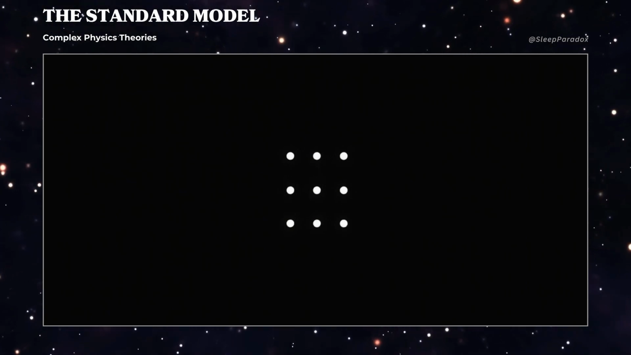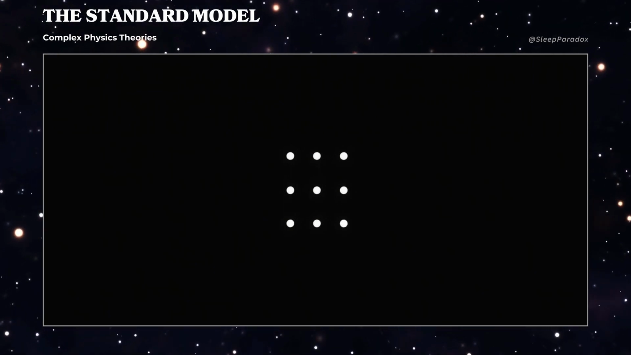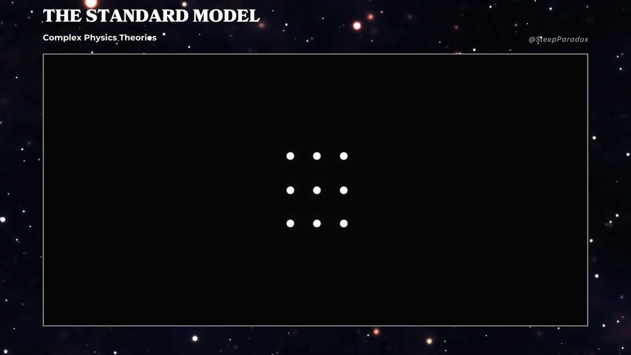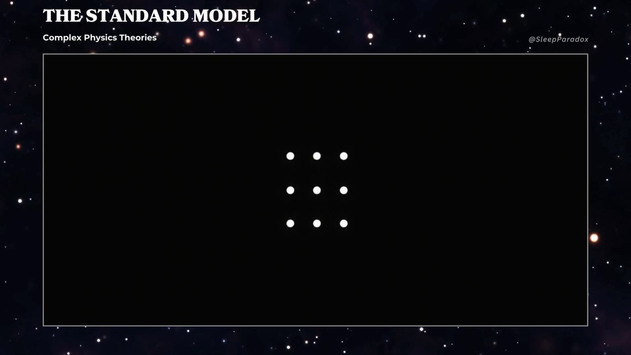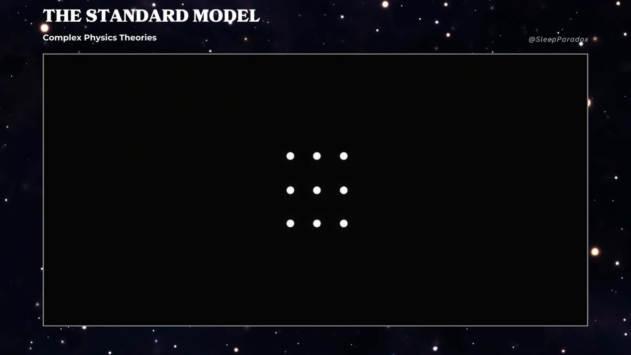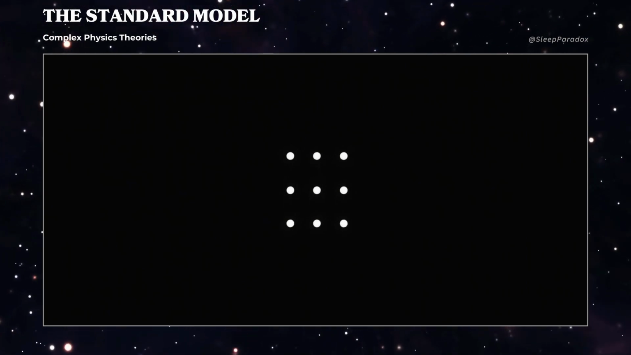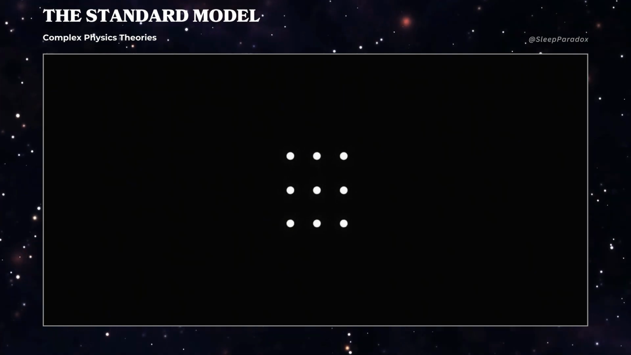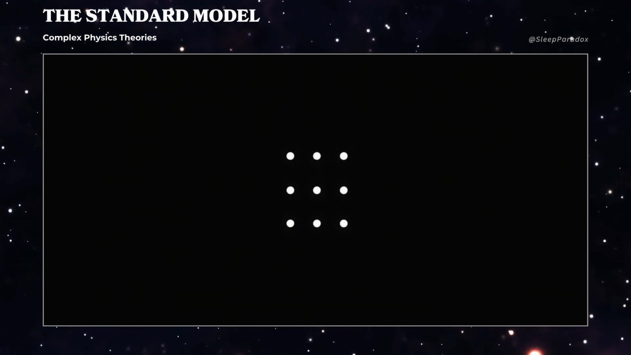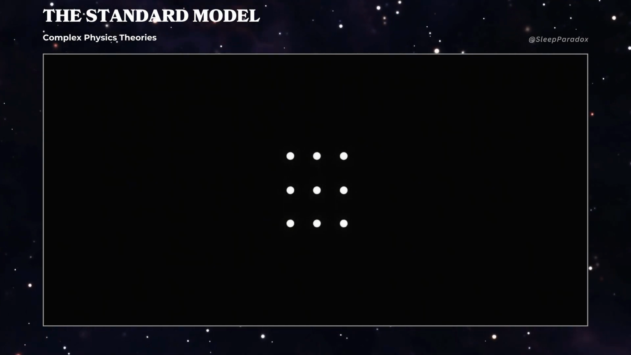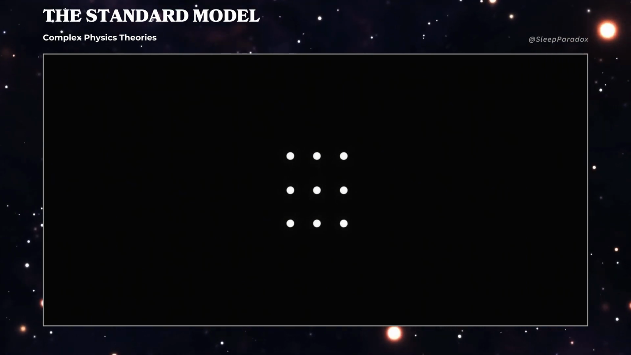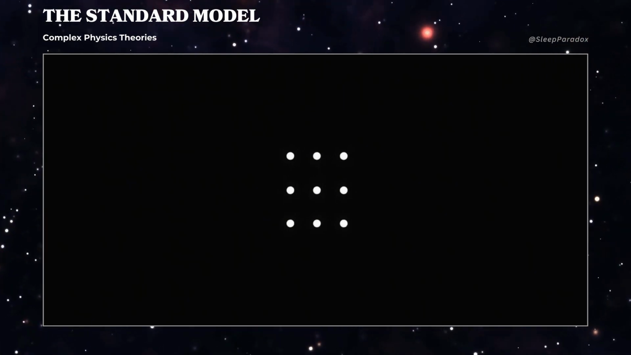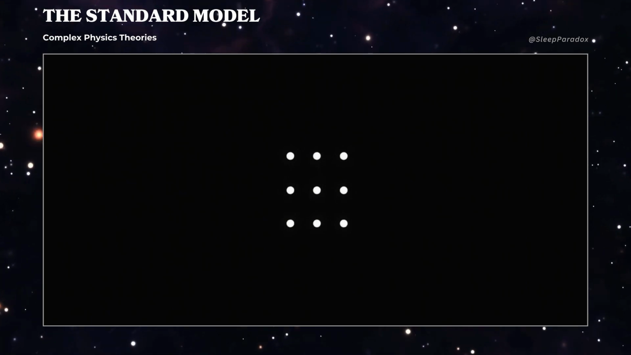One of the key features of the Standard Model is how it combines quantum mechanics and special relativity into a single mathematical framework called quantum field theory. In this view, particles are not little dots, but excitations in underlying fields. Electrons are ripples in the electron field. Photons are ripples in the electromagnetic field. What we call particles are just tiny packages of energy moving through space.